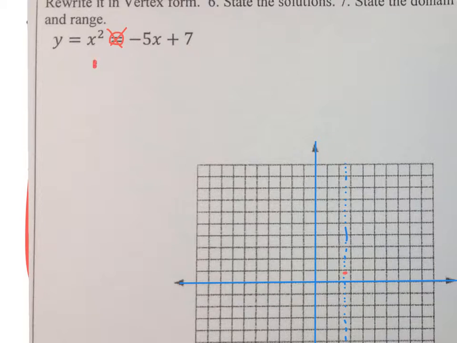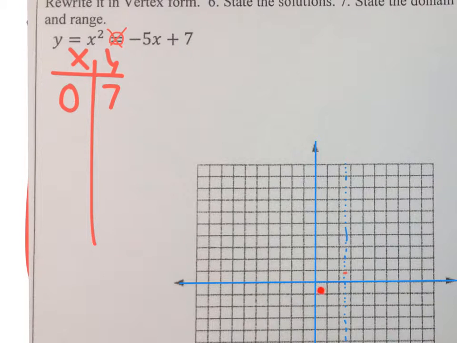Let's go for an XY table right here. And what would be an easy number to plug in? 0. When you plug in 0, 0 squared minus 5 times 0, that's going to be 0 plus 7. So your output is 7 for the input 0. If you go to the coordinate 0 on the x, 7 on the y, you end up here. And likewise, you could map that over to the other side, or you could get another point somewhere in between the 0 and the 2.5, maybe by plugging in what? What would you like to plug in to get a point somewhere in here?